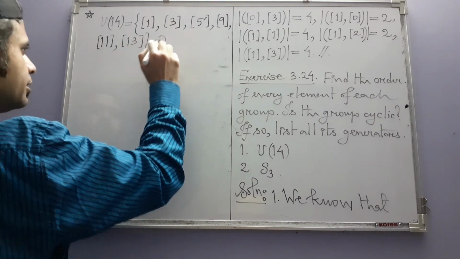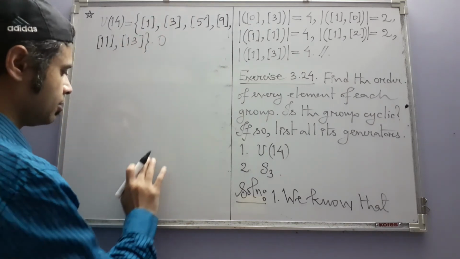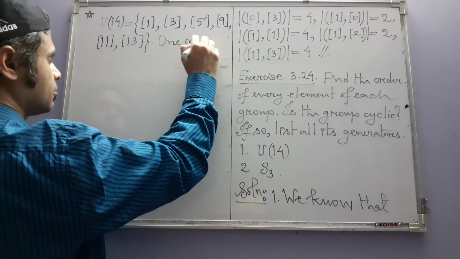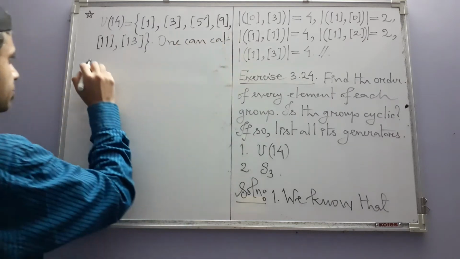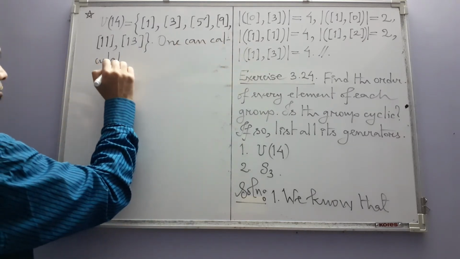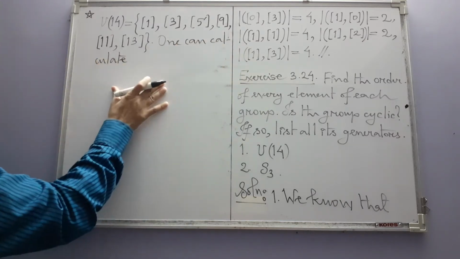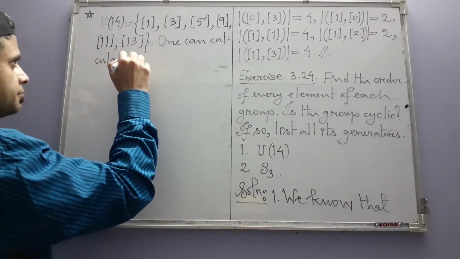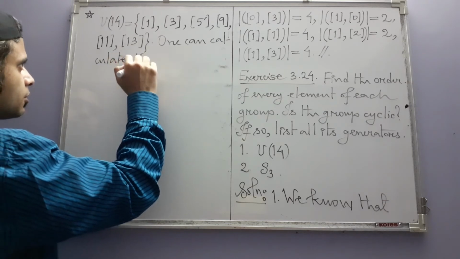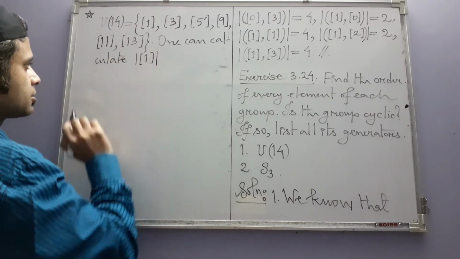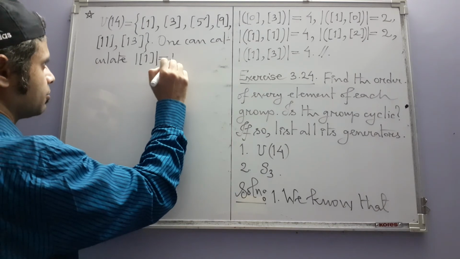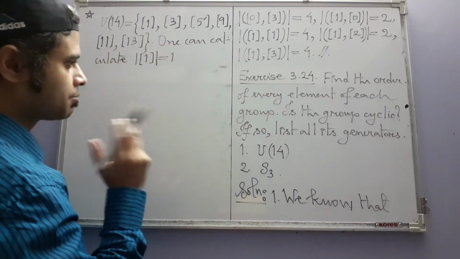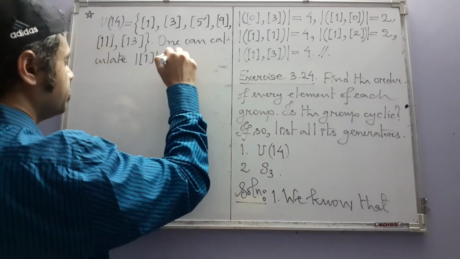Now here also I am not going to do the calculations, I will just simply write the orders. One can calculate, the elaborate calculations are left to you. The order of the congruence class 1 is 1. Now in this group, this is the identity element because our operation is multiplication modulo 14.